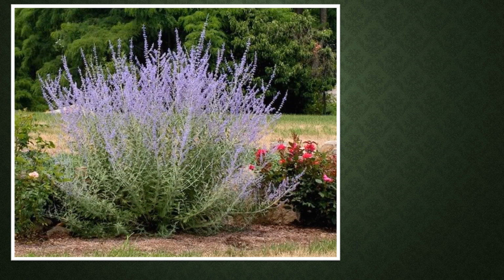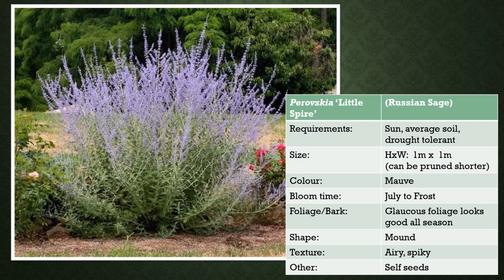And it's all in the details. So keep some records. When you look at a plant like Perovskia and you read the tag, it will tell you that this is called Little Spire, and it says it's only a meter wide by a meter tall. Well, then it says it may need some pruning to be kept short. So it's not really a short plant. It's a short plant if you keep it pruned.